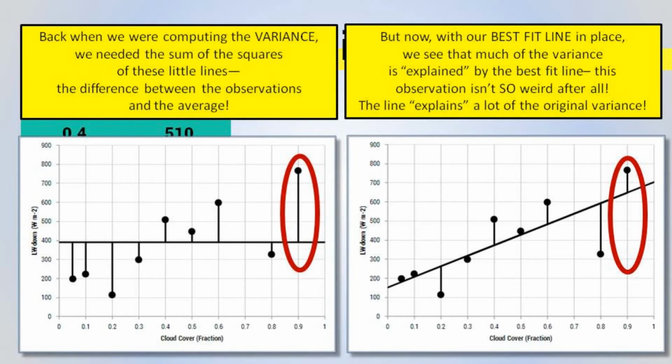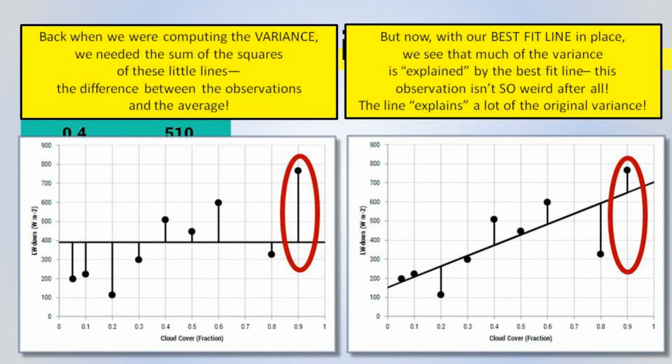On the other hand, over there on the right, I've now put in the best fit line. Once you know that the data set has this pattern to it, if we had known that the value of x, the cloud cover, was going to be 0.9, we'd have predicted a value of the long wave down that isn't really all that far from the real observed value. In other words, that little error, that little line segment between my best fit line and the actual observation, just isn't really all that big.